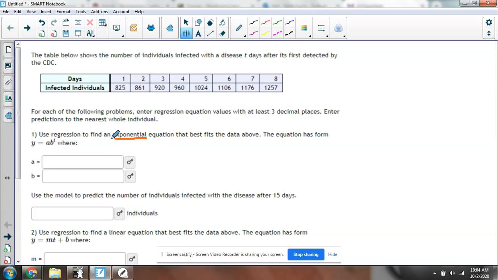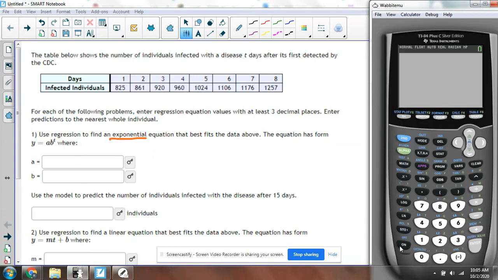Okay. So for each of these, whenever you're looking for a regression, you're going to start by putting your data into the stat menu. So we're going to go to stat. We're going to edit our list. If I have a bunch of numbers in there, I want to clear them out. I'm going to go up to L1, hit clear and enter. So the left list, L1, is going to be the days. So I'll just put 1 through 8 there.